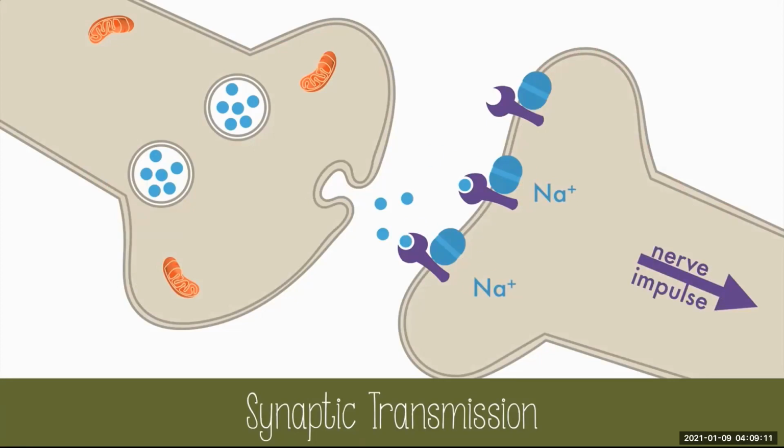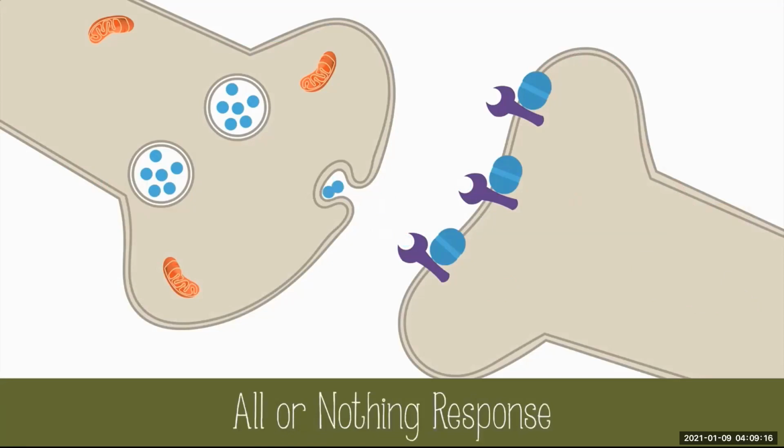Then the neurotransmitters are broken down and removed from the synaptic cleft. If there isn't enough neurotransmitter binding to receptors, then there won't be enough sodium flowing into the cell to reach threshold potential. This means that there is an all or nothing response. Either there is enough neurotransmitter to start the action potential and the impulse is sent, or there is no impulse. In this case, there was not enough neurotransmitter released to trigger an action potential, so the neurotransmitters will be broken down and the sodium-potassium pumps will restore resting potential in the postsynaptic cell.